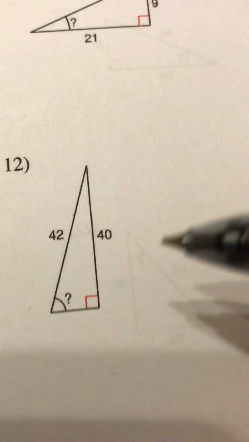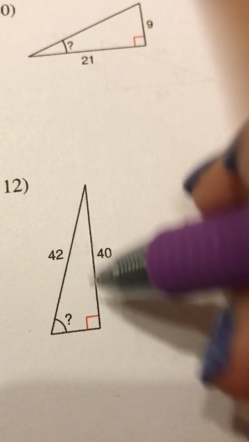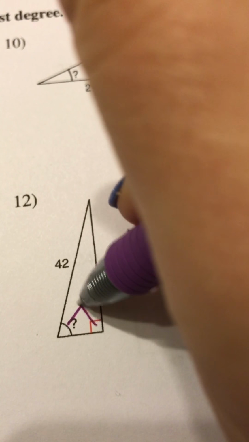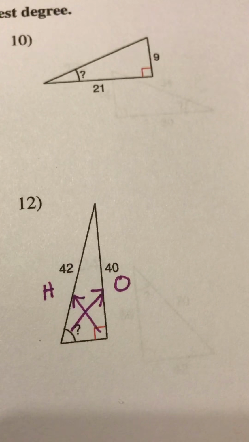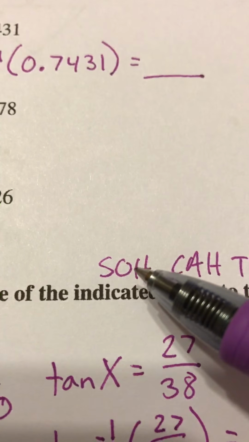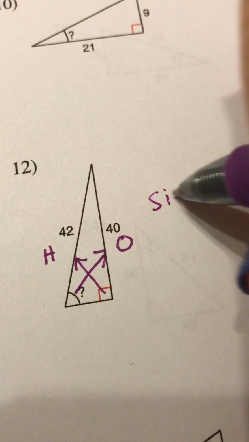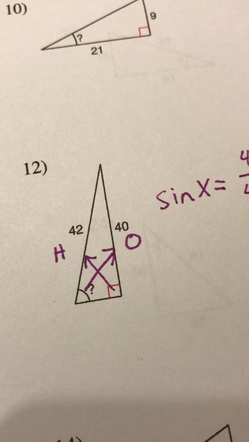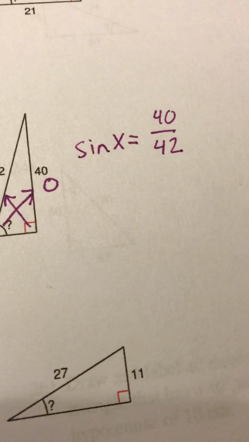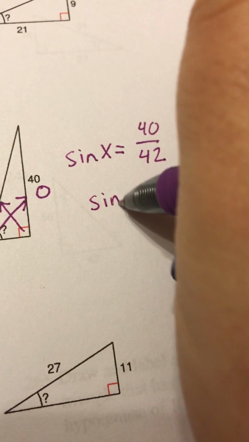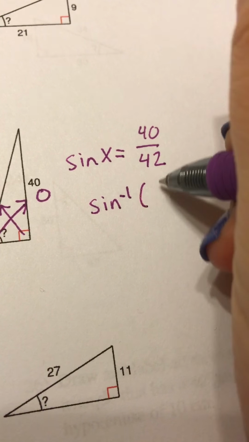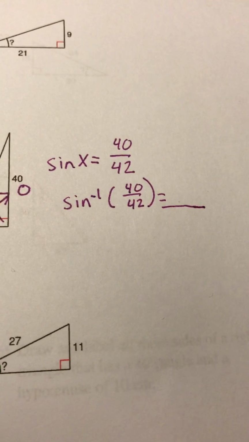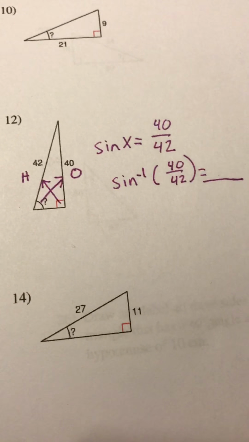Let's look at number 12. Remember, I want to label based on my reference angle. So across from my reference angle is opposite. Across from my right angle is always the hypotenuse. So if I have O and H, then I'm going to have sine. So sine of x, O is 40, H is 42. Okay? So in your calculator, sine to the negative 1, which is the inverse of sine, and then put your ratio in there. And it's going to give you your answer. That was number 12.